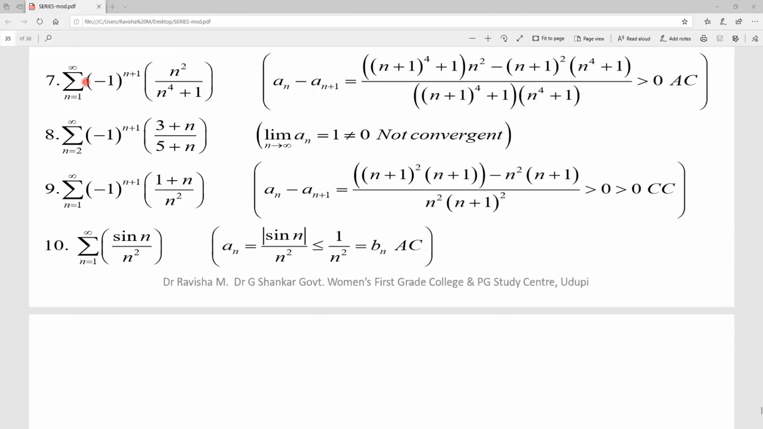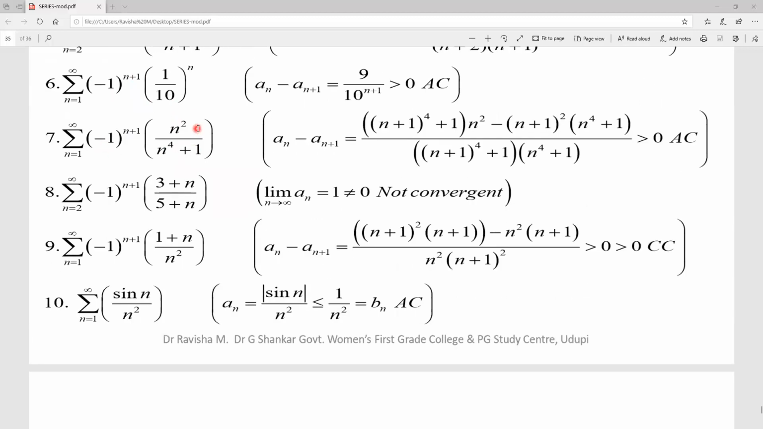The sum from n equals 1 to infinity of (-1)^(n+1) times n squared by n to the power of 4 plus 1. The nth term is positive for all n greater than or equal to 1. Let us take the second condition of the Leibniz theorem, b_n minus b_(n+1). Again, it is positive for all n greater than or equal to 1. And the nth term goes to 0 when n tends to infinity. The third condition is also verified. Therefore, the given series is convergent.